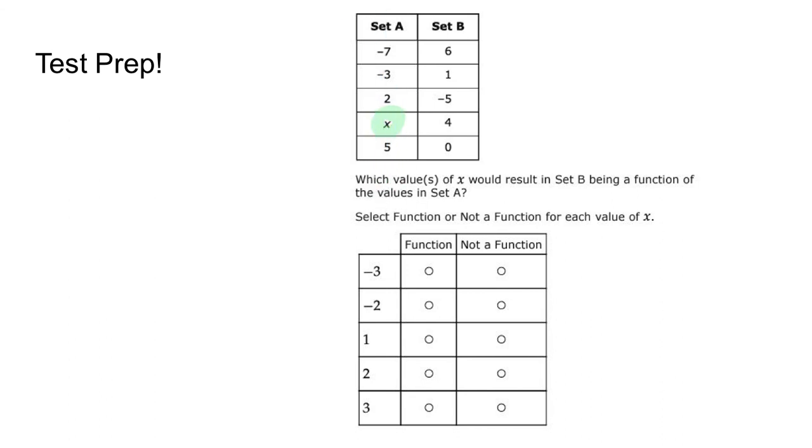So -3 is already up there, so if I put it, it would not be a function. -2 is not up there, so adding it would be fine. 1 is not up there, so adding it would be fine. 2 is already up there, so we can't use it again. 3 is not up there, so it would be acceptable too. So if you're looking at one like that where they're asking what you can put in that space, just make sure you don't let anything repeat, and you should be okay.